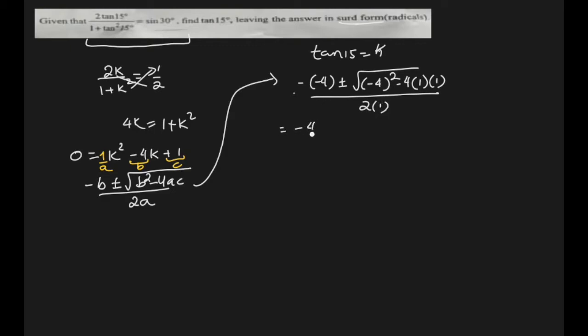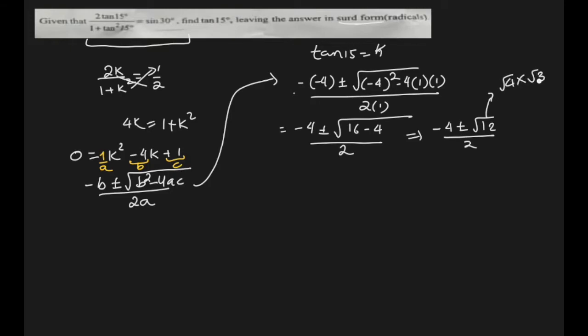So it is minus 4 plus minus square root of 16 minus 4, over 2. So what does this give us? Minus 4 plus minus square root 12 over 2. Square root 12 can be broken into square root 4 times square root 3, and square root 4 is 2. So let's rewrite this as minus 4 plus minus 2 square root 3, over 2.